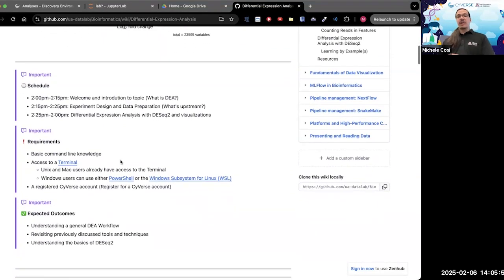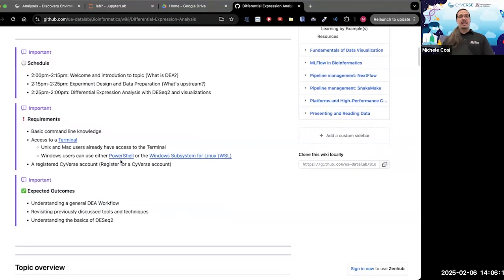Once again, this is not an introduction to computing. My understanding is that you have a little bit of knowledge of the terminal or using R or Python, and you do have a little bit of background in bioinformatics, or at least know a little bit of genetics and genomics. The expected outcomes of today are to have a general understanding of differential expression analysis and its workflow, revisit what we did last week, and give you a basic understanding of how DESeq2 works.